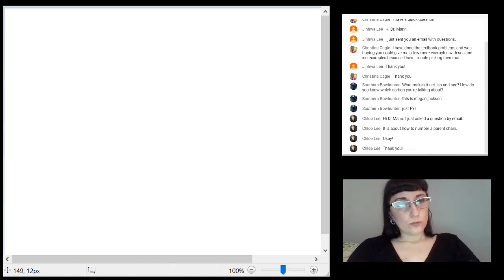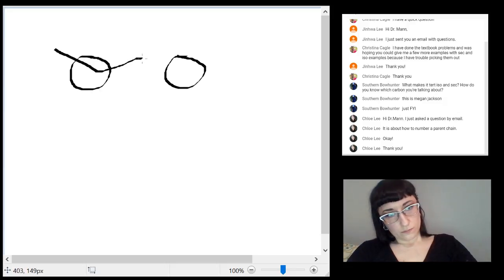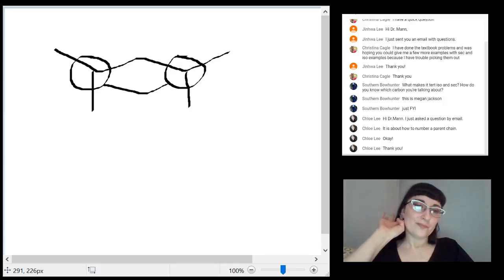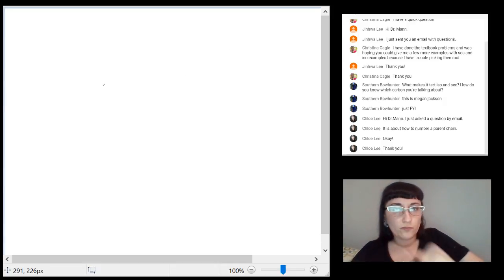Let's do, whoa, 2 Newman projections. Kind of drawing these elongated. Oh, that's not how I wanted to do that. I wanted to color code it. Hold on.